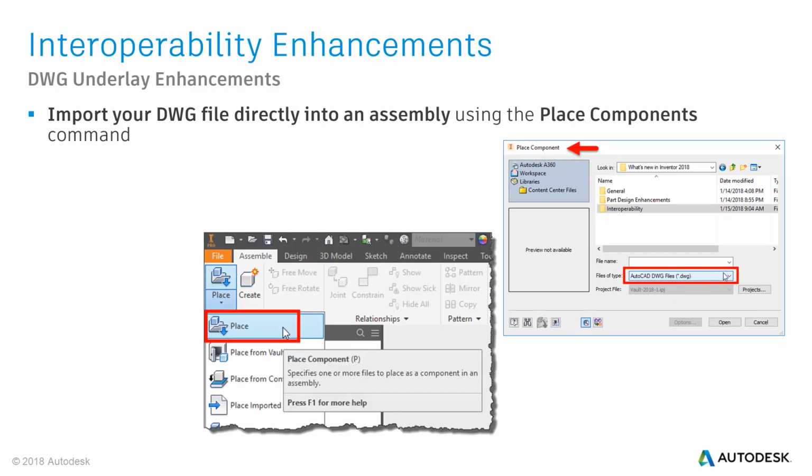With Inventor 2018, you can now import DWG files directly into an assembly using the Place Component command. In the Place Component dialog box, you can now choose to include a DWG file as a place component in your assembly. Previously, you had to open DWG geometry in an assembly by placing a part file that contained DWG model geometry. In other words, you had to create an IPT file and import the DWG geometry there. Then you place the IPT into the IAM. It's obvious that the direct import of DWG files is much more time-saving.